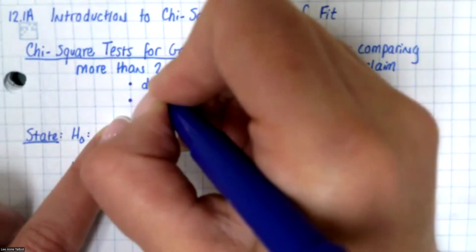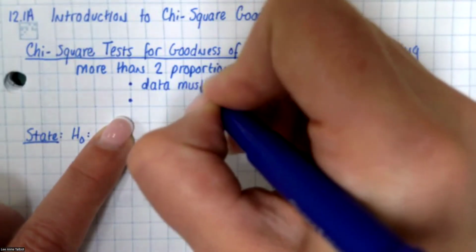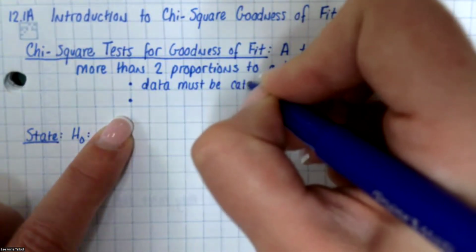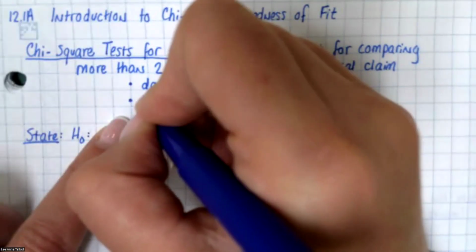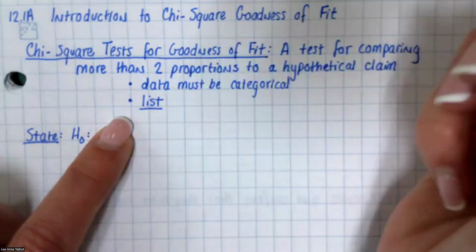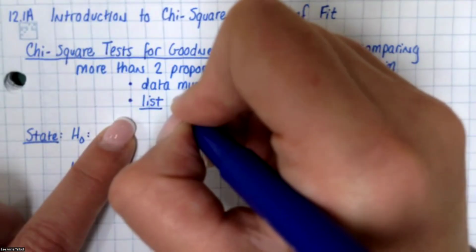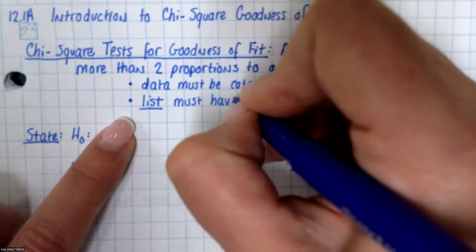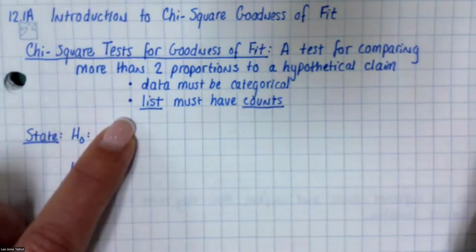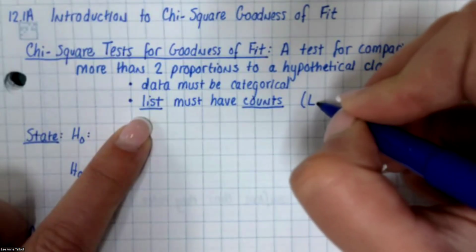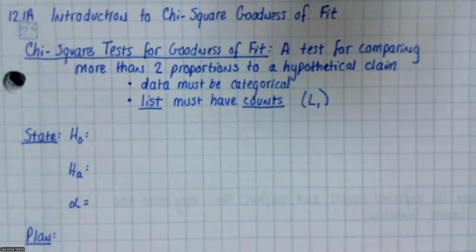Okay. There's very important things here. Data must be categorical. And there must be, this is the most important thing for this, there must be a list that has counts in it, categorical counts of things. And I'm going to put a note there. This is some foreshadowing. They give you something that looks like it could be typed into L1. And this is how you're going to differentiate between the other chi-square things.